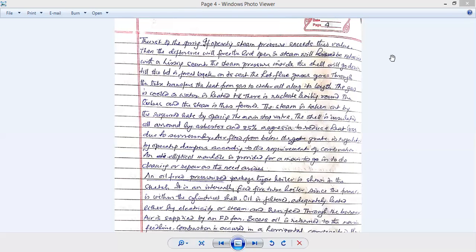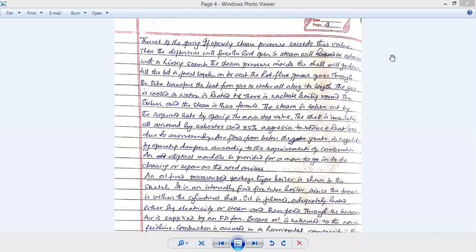So what is being done here? First, this boiler shell, which is carrying water and housing the flue gas inside, should be totally heat proof. It is totally covered by asbestos, and 85% magnesia asbestos, to reduce the heat loss so that it is absorbing heat and doesn't let the heat go out to the surrounding atmosphere itself.